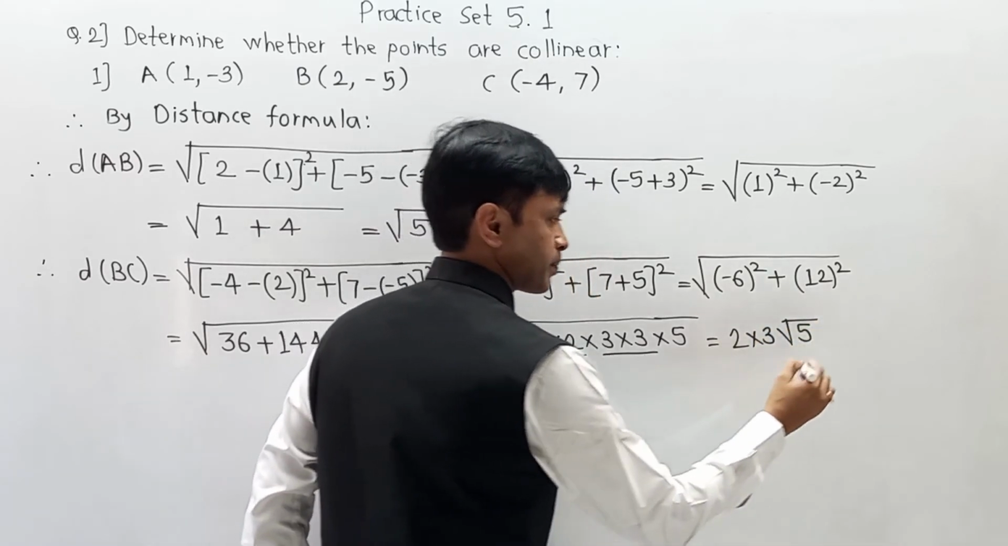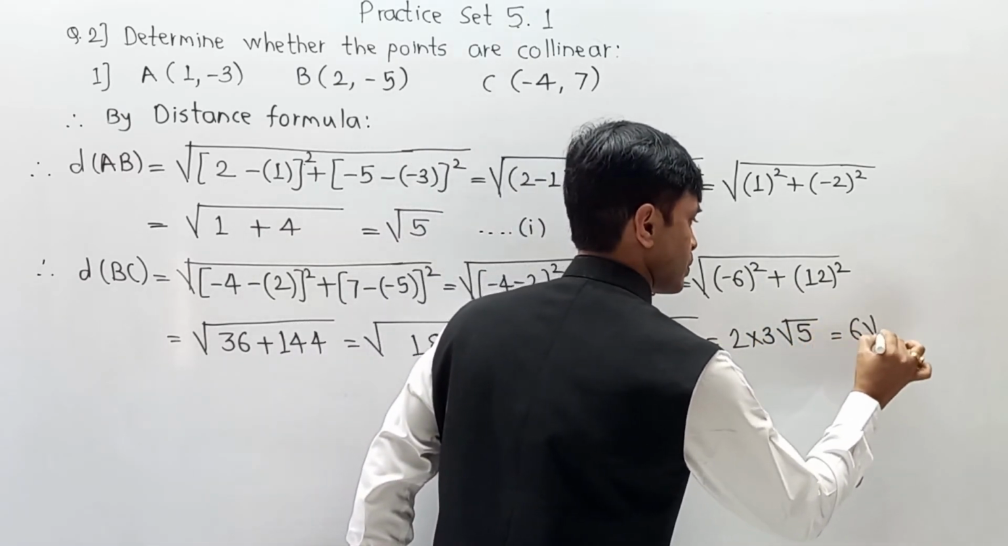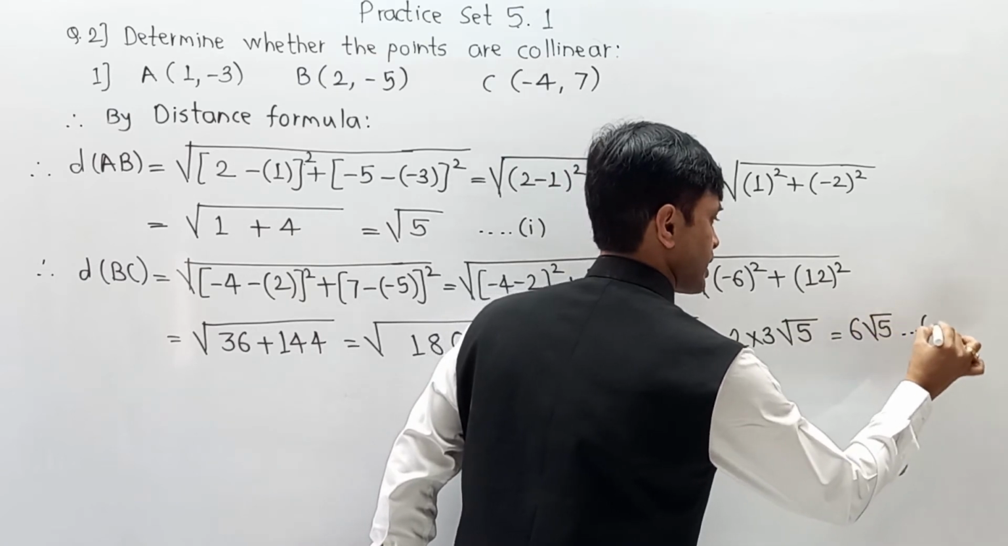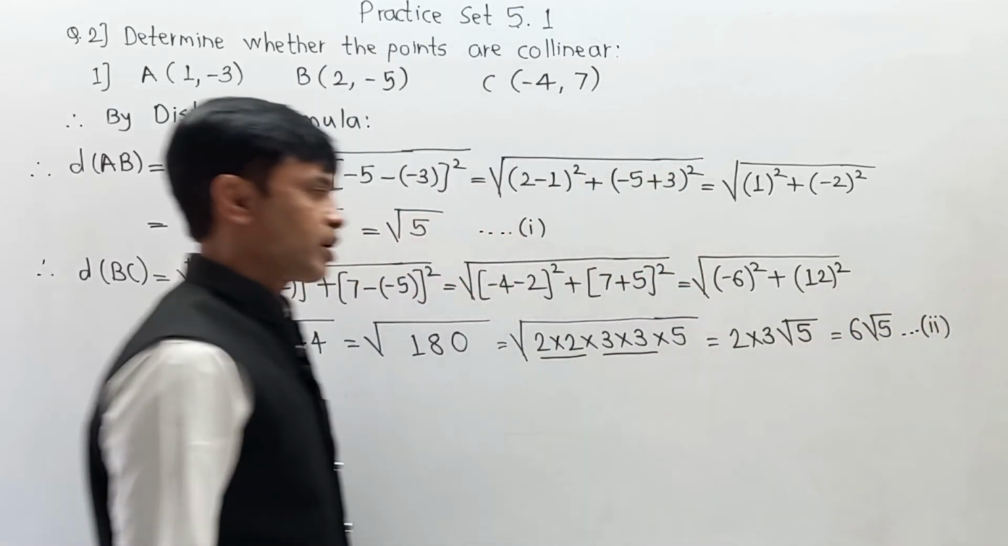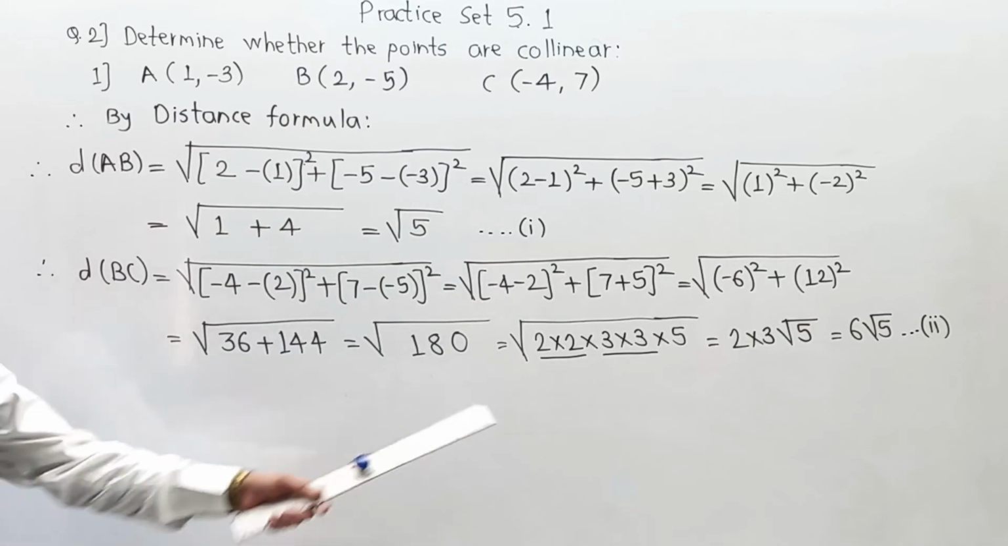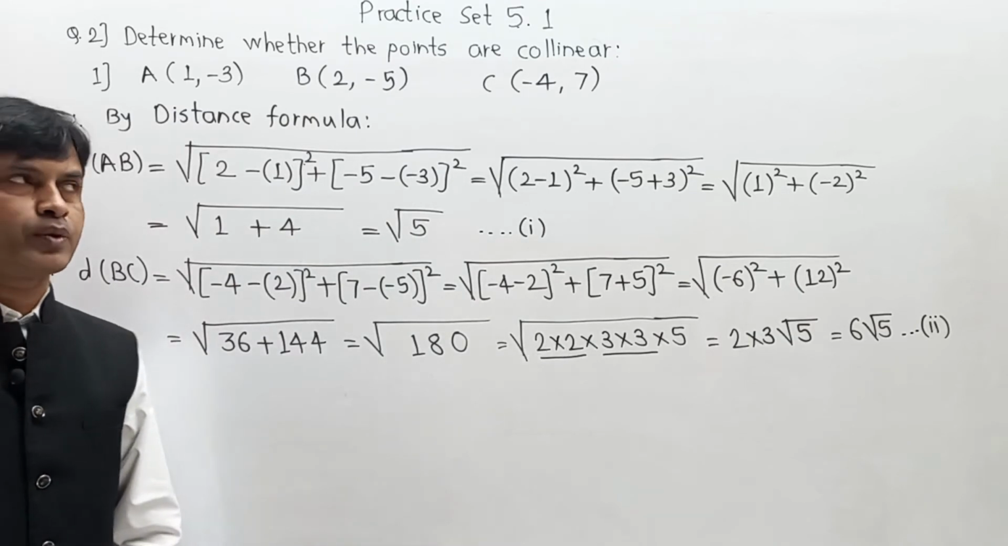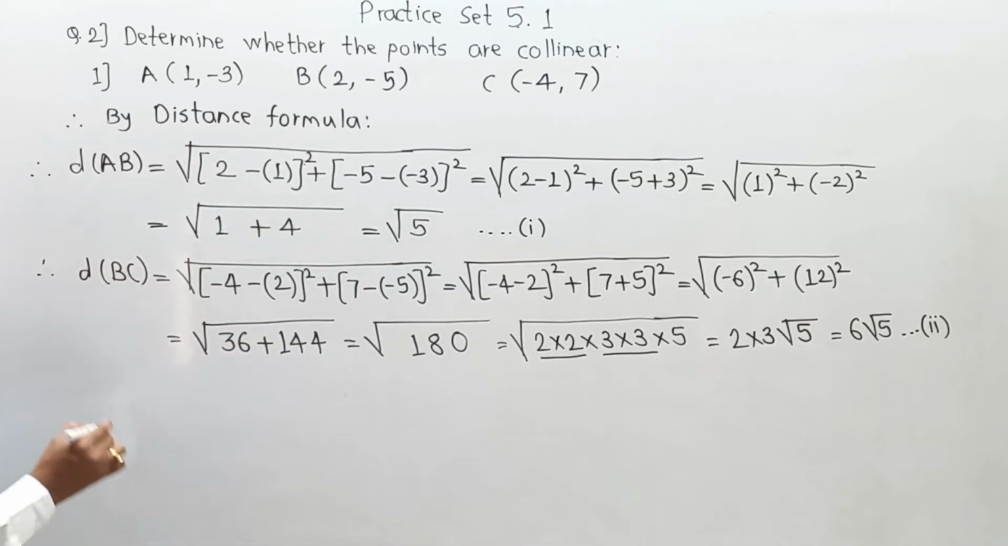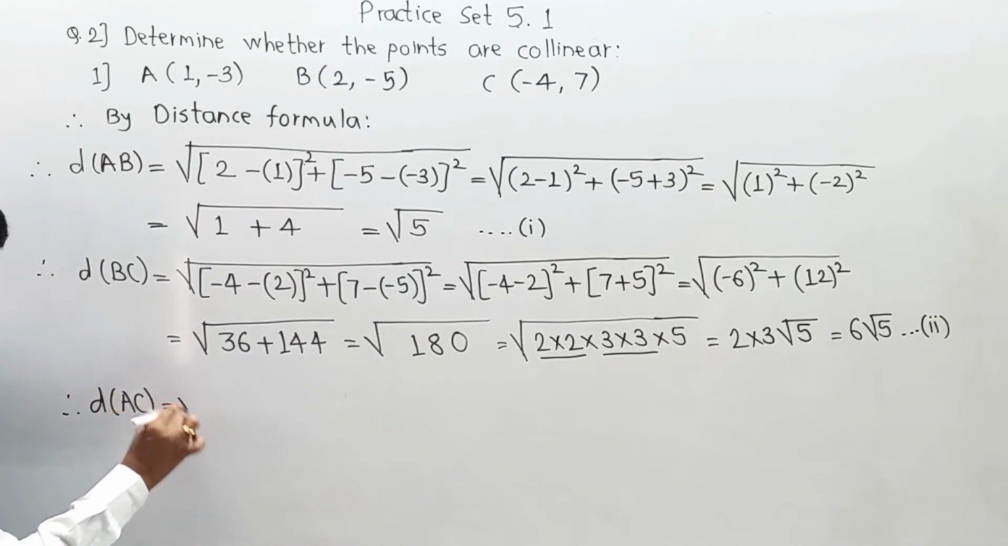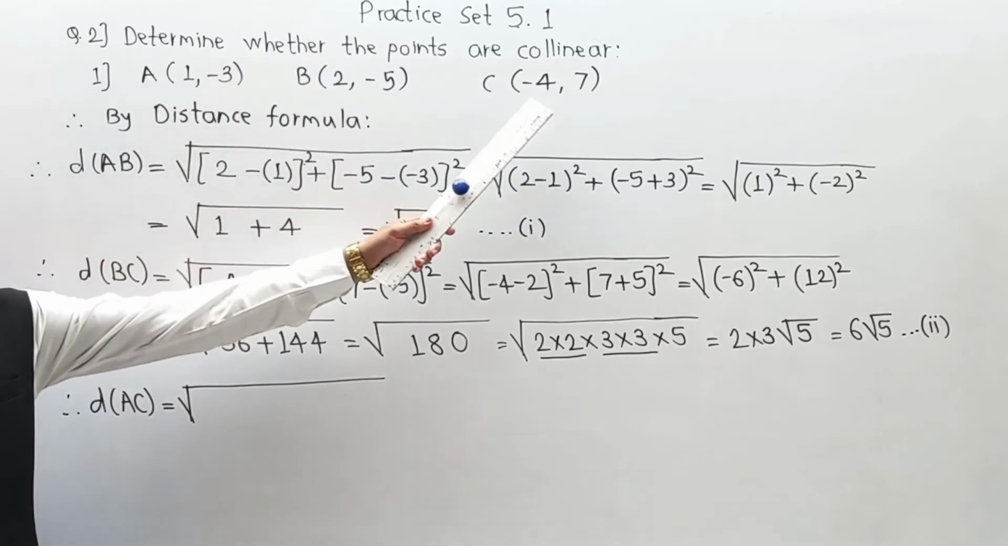So 2 into 3, that is nothing but 6 root 5, and that is your second equation over here. So now we are able to get distance BC as 6 root 5. Now the third part, that is distance AC, is equal to under root of AC.